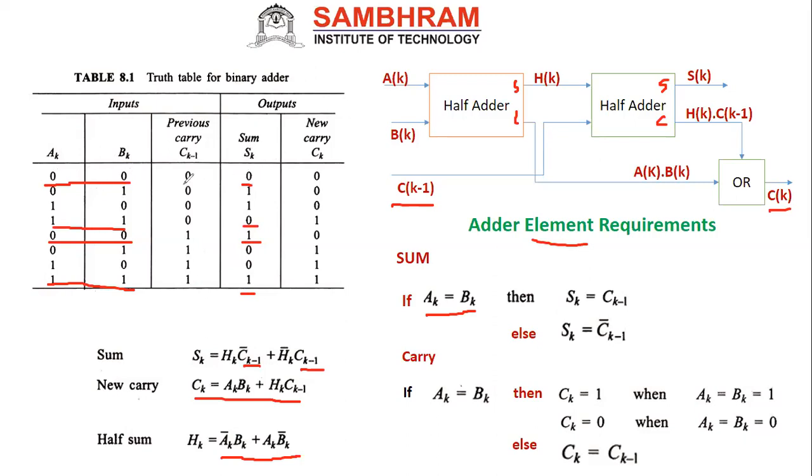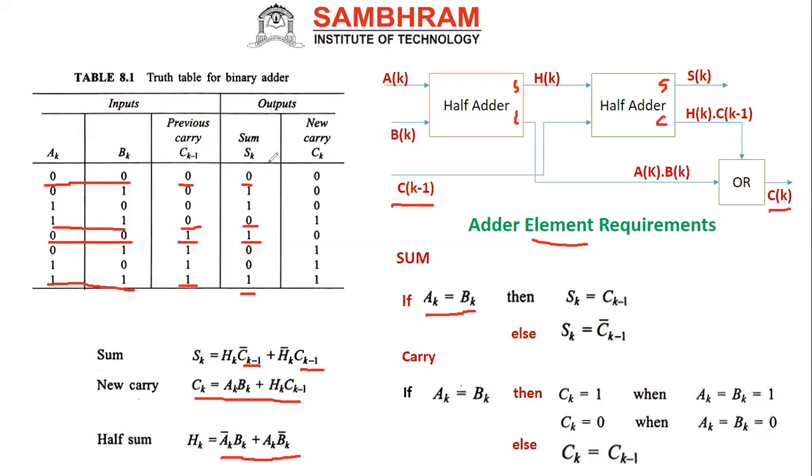SK is equal to 0. You see here I got 0. Previous carry also 0, SK also 0. So again here, see, what is in? It is 0, SK sum also is 0. Here previous carry is 1, sum also is 1. Here previous carry is 1, sum also is equal to 1.